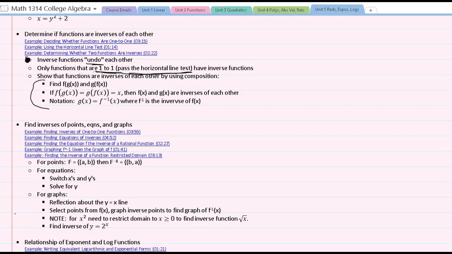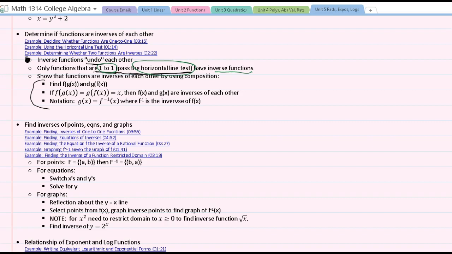So a quick way to decide if a function has an inverse function is to see if it is one-to-one, and we do that by applying the horizontal line test. So now let's go to our second learning outcome that says find inverses of points, equations, and graphs.